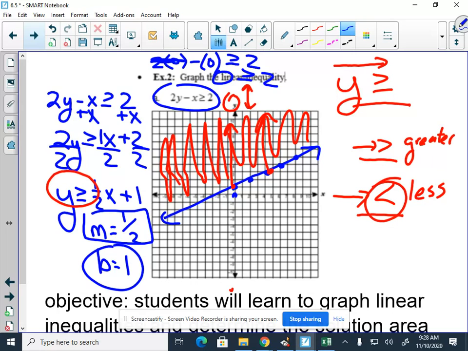So that test point, which is on this side, did not work. Since it didn't work, I shade the other side. If it did work, then I would shade this side, but since it didn't work, I don't. So the answer is the line, and I shade above it because the test point did not work, and it was below.